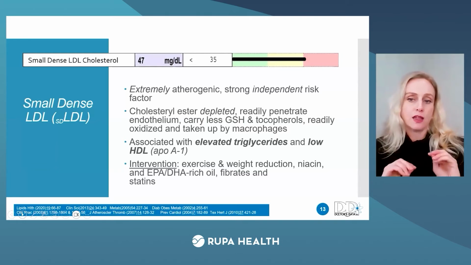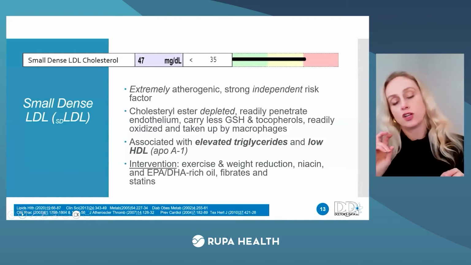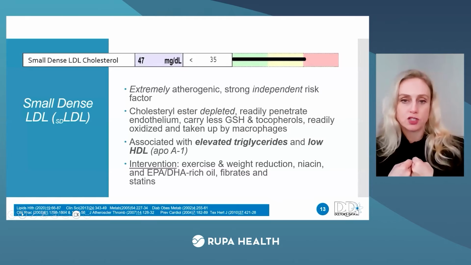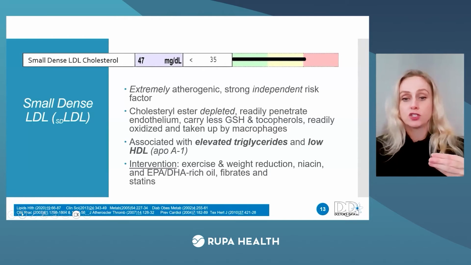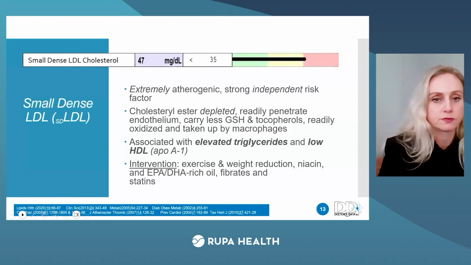This one is associated with elevated triglycerides and low HDL. So HDL is cardioprotective. We'll talk about that as well. For small dense LDL, you can consider exercise, weight reduction. Niacin is important right here. EPA and DHA rich fish oils, things like that, fibrates and statins all play a role.